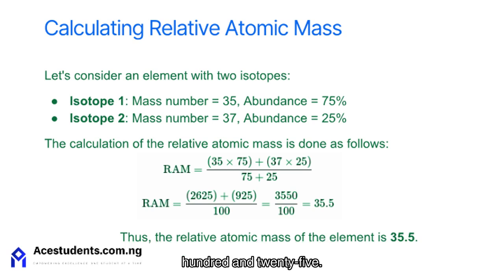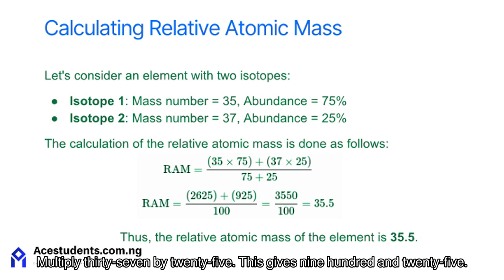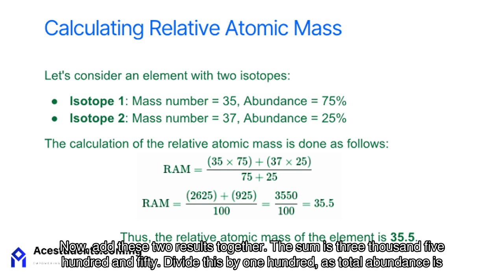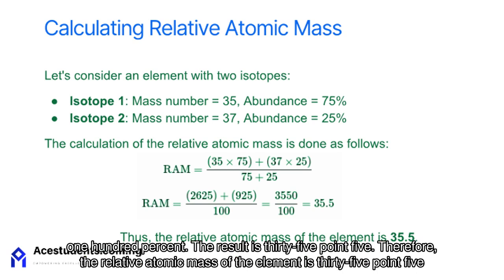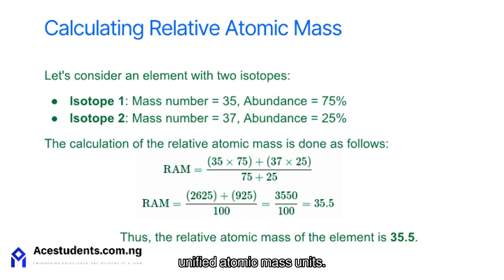Substituting the values, we have: multiply 35 by 75. This gives 2,625. Multiply 37 by 25. This gives 925. Now add these 2 results together. The sum is 3,550. Divide this by 100, as total abundance is 100%. The result is 35.5. Therefore, the relative atomic mass of the element is 35.5 unified atomic mass units.